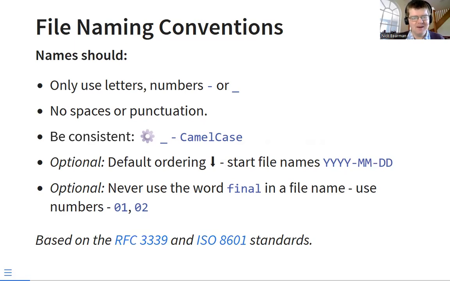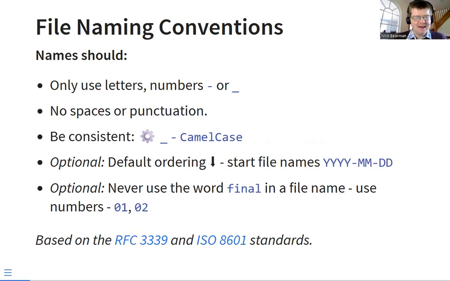By consistent, I mean use underscores consistently, use hyphens consistently, and either use camel case or not camel case, depending on what you want to do, but be consistent with that. Camel case is where you start the first letter of a word with a capital letter and the rest is in lowercase. And a couple of optional things that I want to throw in as well. If you want to benefit from default ordering, start your file names with a date, but start it with year, month, day. Then by default, ordering it alphabetically by name will put them in date order.